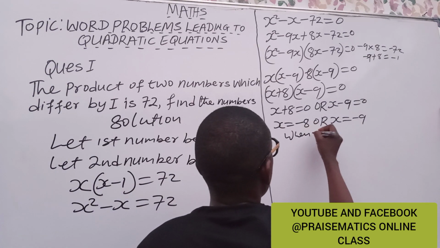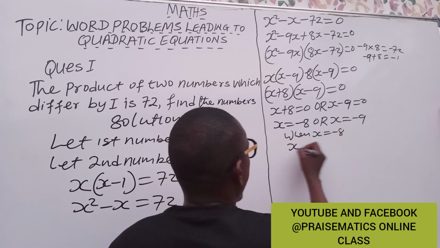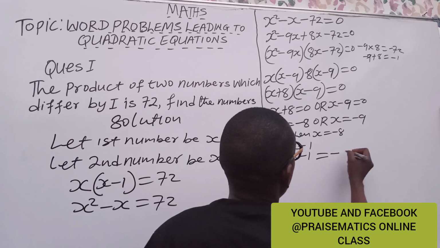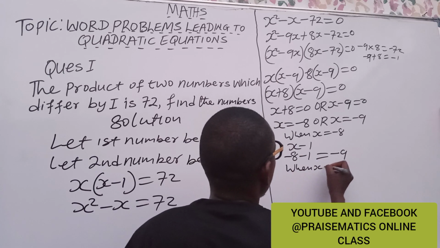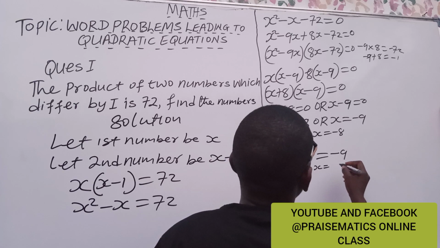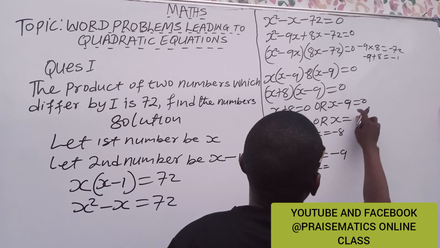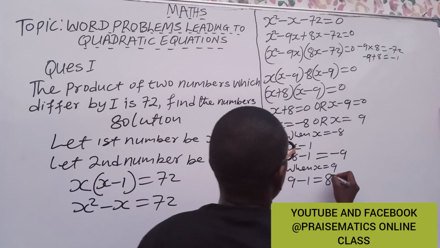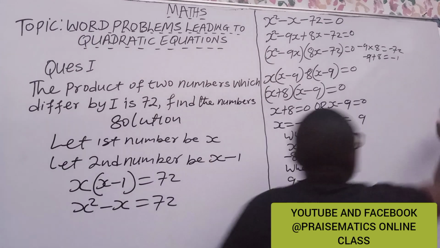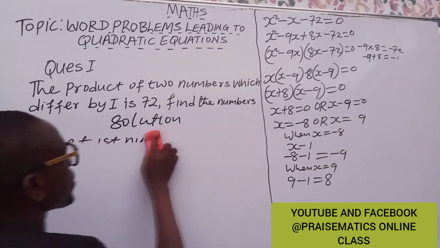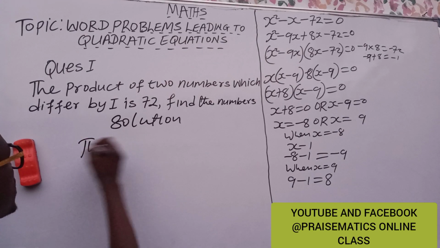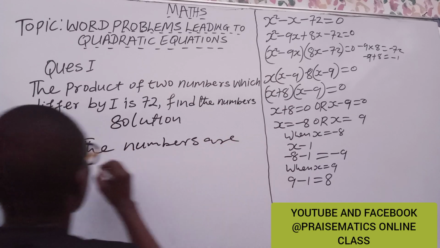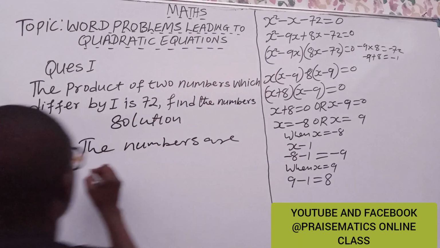Now when x equals minus 8, from this place x minus 1 will be minus 8 minus 1, which will give us minus 9. It is minus 8 and this is 9, not minus 9. Now when x equals 9, 9 minus 1 will give us 8. Hence the numbers are: when x equals minus 8, the other is minus 9.